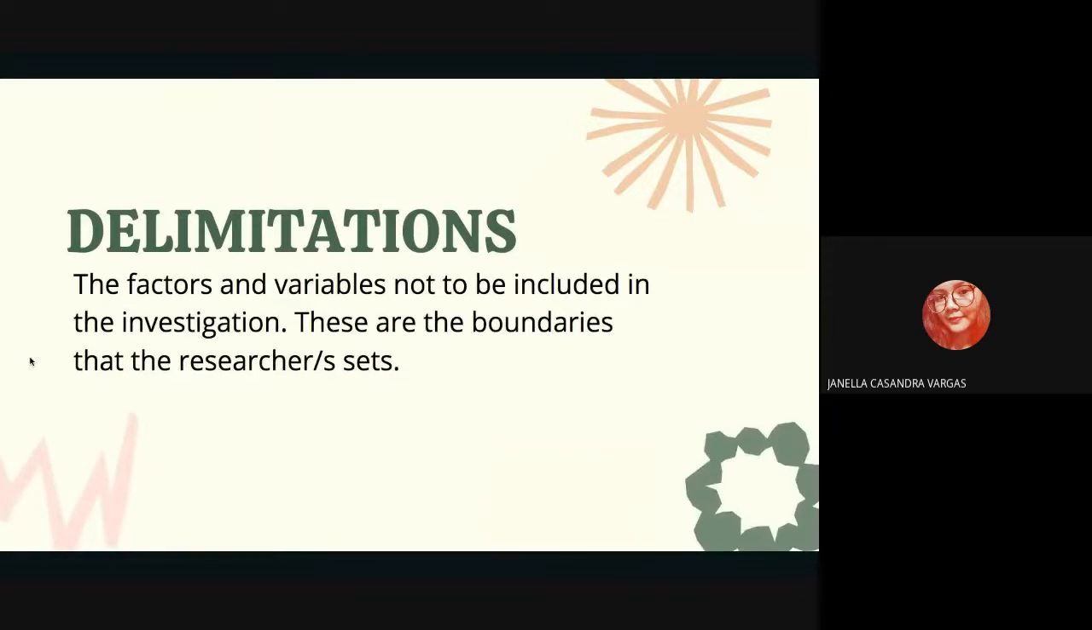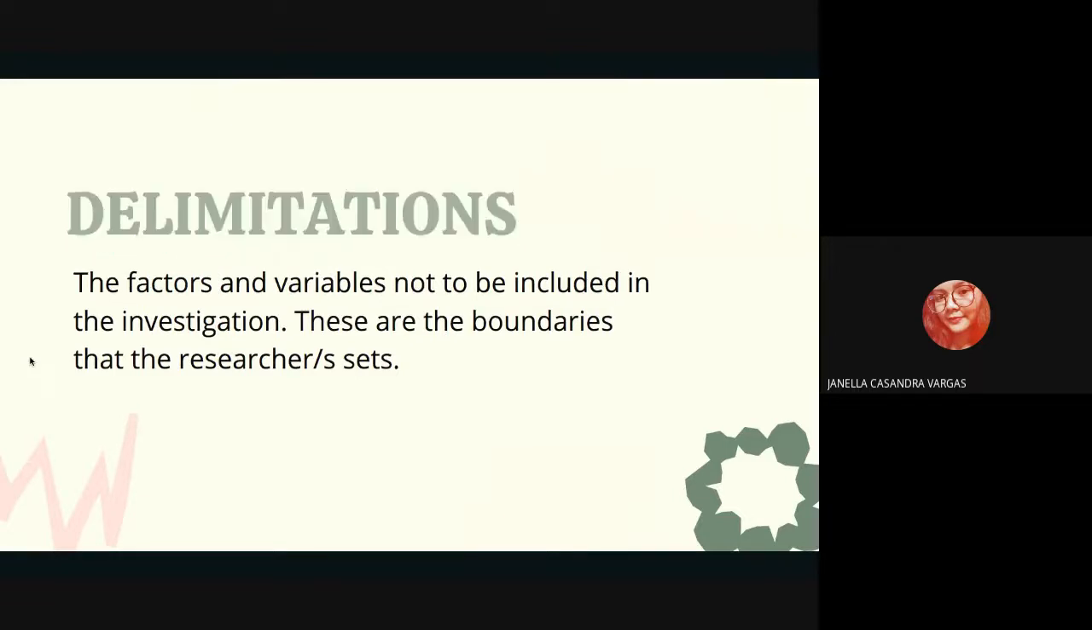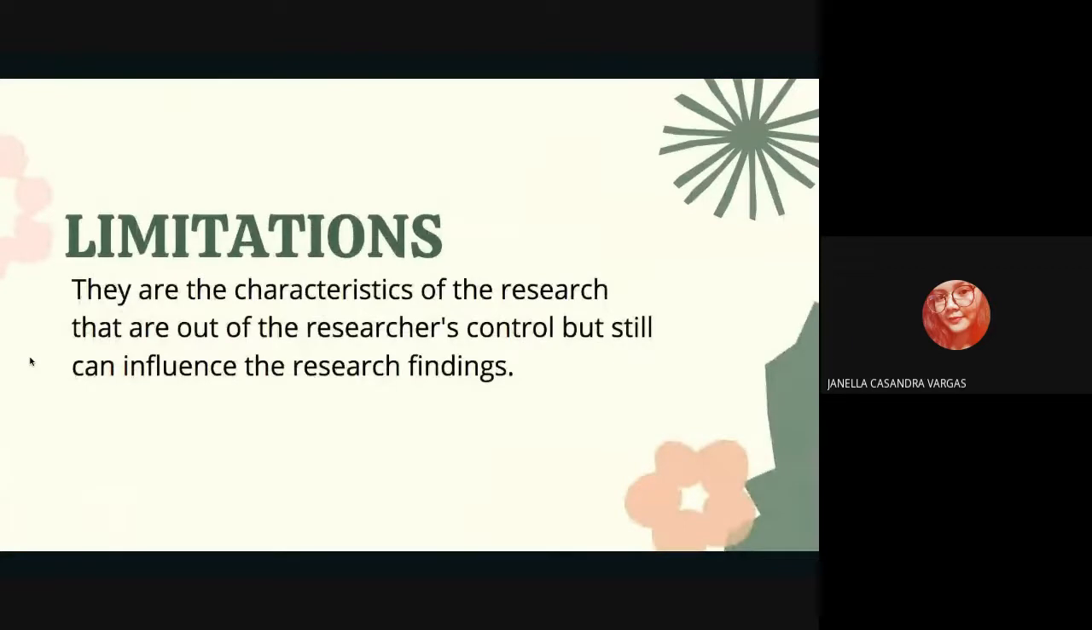So for the other side of the coin, which is the delimitation of the study, here is the definition. These are the factors and variables not to be included in the investigation. These are the boundaries that the researcher sets for the research or study. Next slide. Next one is the limitation of the study. Limitations are the characteristics of the research that are out of the researcher's control but still can influence the research findings because they still have an effect on the validity and reliability of the study.